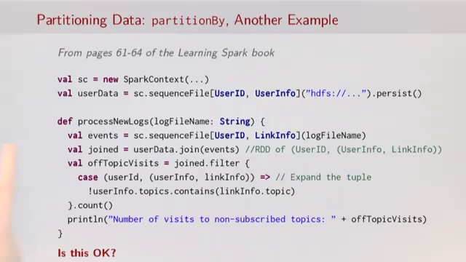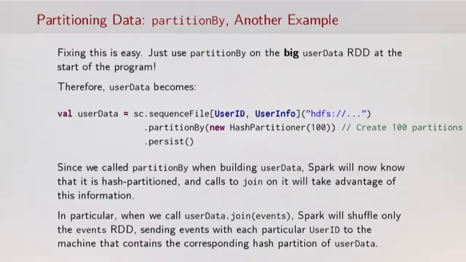So you remember here, we create the user data RDD. So all we have to do is add these 2 lines here to user data. That is, we just call partitionBy, and we pass to it a new hash partitioner with some fixed number of partitions. In this case, we say we want 100 partitions. And after that, all we have to do is just persist the user data. So since we called partitionBy while we were building up user data, Spark now knows that it's hash partitioned, and therefore calls to join on this user data thing here can take advantage of this partitioning.